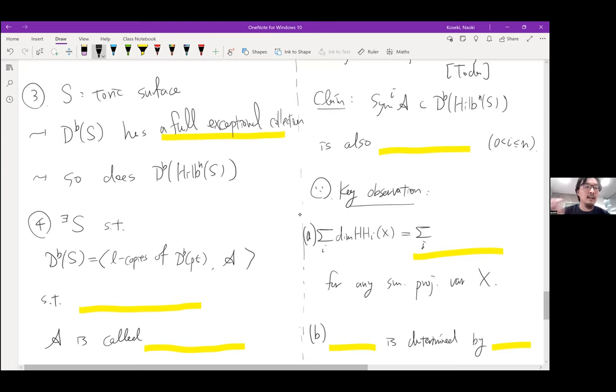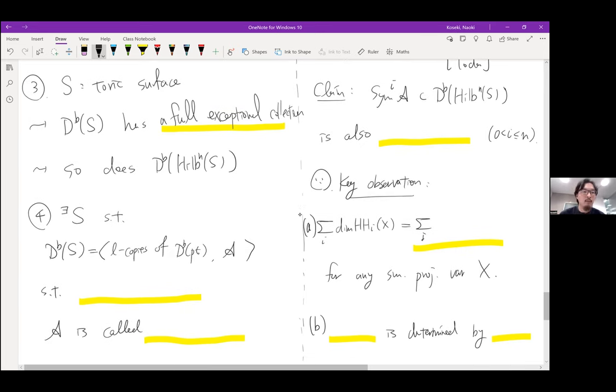Which means D^b(S^[n]) has an SOD consisting of D^b of several copies of D^b(point). Right, then my main theorem tells us that D^b of the Hilbert scheme again has a pre-exceptional collection of longer length. And you know, you have an explicit combinatorial formula for the lengths of the pre-exceptional collection.